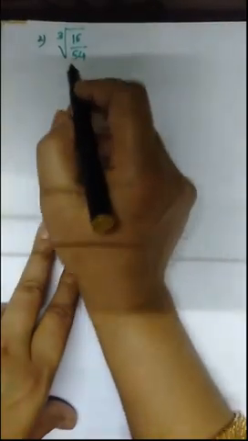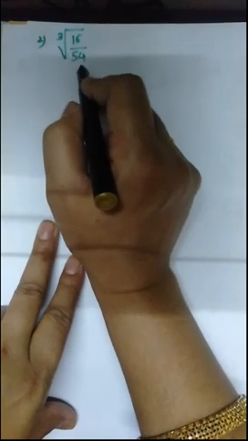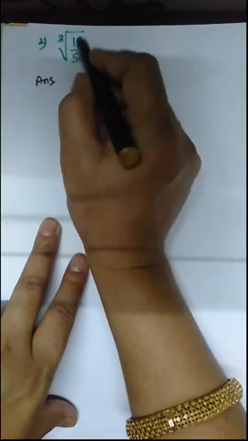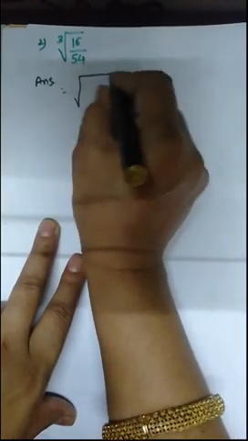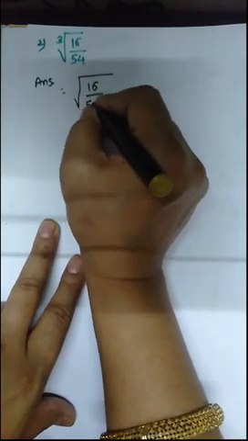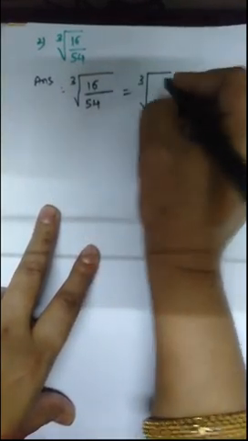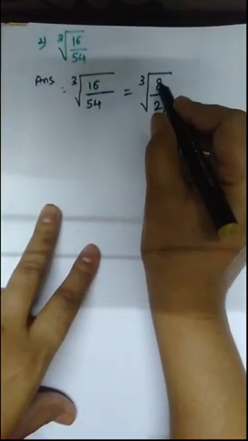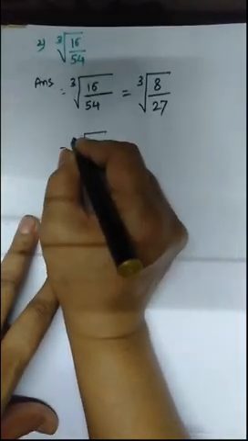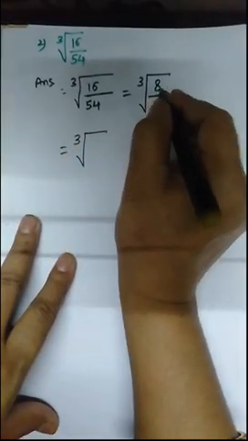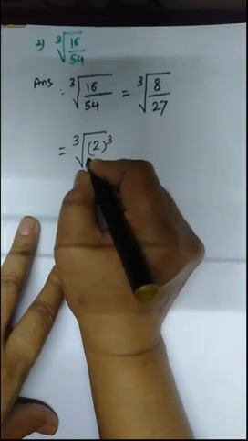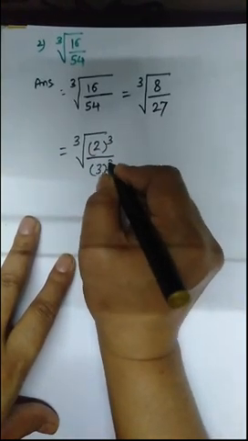Now the second question is cube root of 16 upon 54. Write down the answer. See here, 16 and 54 are both not perfect cubes. So firstly reduce them, because 16 and 54 are both divisible by 2. The reduced form is 8 upon 27. Now we know that 8 and 27 are perfect cubes. So 8 is the perfect cube of 2 and 27 is the perfect cube of 3.